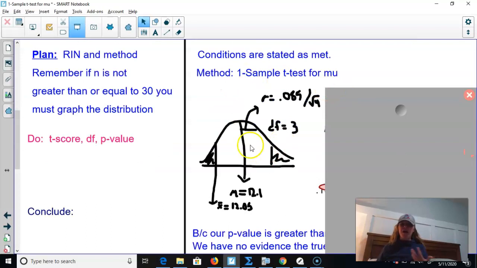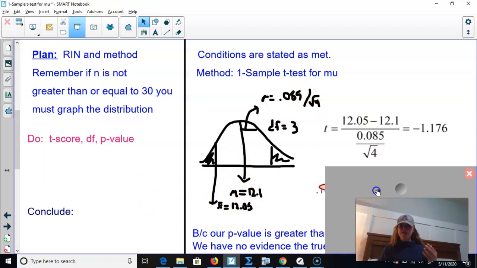I have my curve all set up, and now I go to my t's, not my z's, my t's. T is equal to what I observed minus my mean divided by my standard deviation. So I have that work right here. And I get negative 1.176. And I'm going to confirm that with my calculator.